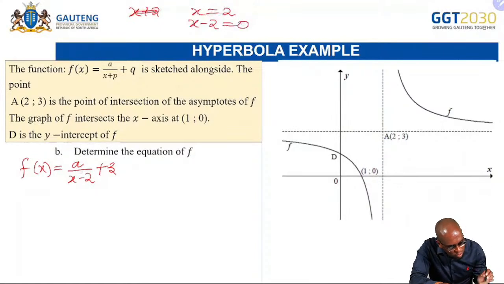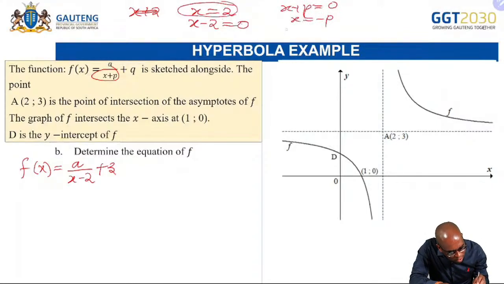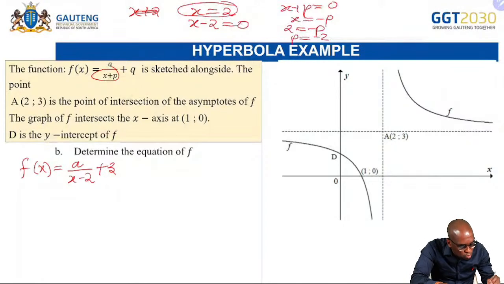Alternatively, you can look at it this way: in the general equation, x plus p is equal to 0, which means x is equal to minus p. Already we know what x is. We know that our x is given by 2. 2 is minus p, which means that p is equal to what? Negative 2. So where you see p, you put negative 2, and where you see q, you put 3. So I've just substituted the asymptotes there.